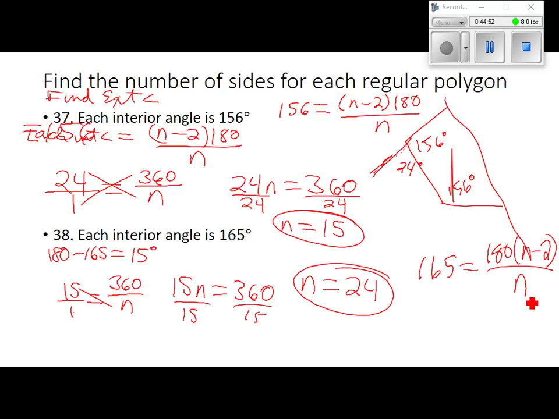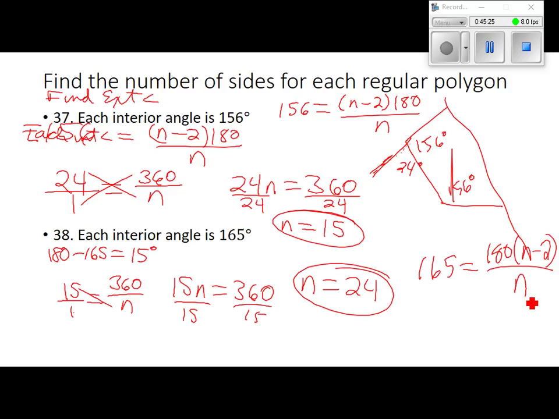Does anybody want to do it this way? I'll show you how to do it if you want to do it this way. It's easier probably to find the exterior angle first, then use that formula, right? We should learn just to know both ways. So if I do that, watch, I'm going to do it real quick while everybody's finishing up that one. 180 times n minus 2 divided by n. First thing you're going to do, multiply both sides by n, because that gets rid of that. This gives us 165n. We just did this like 5 times on one of the other slides.